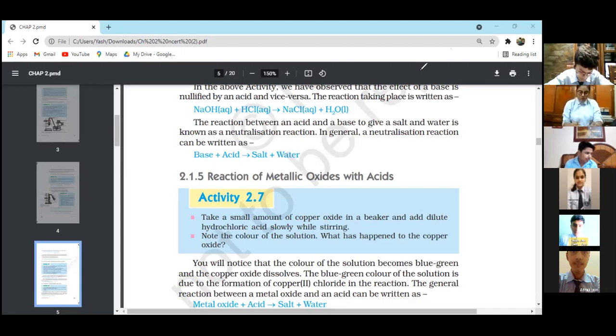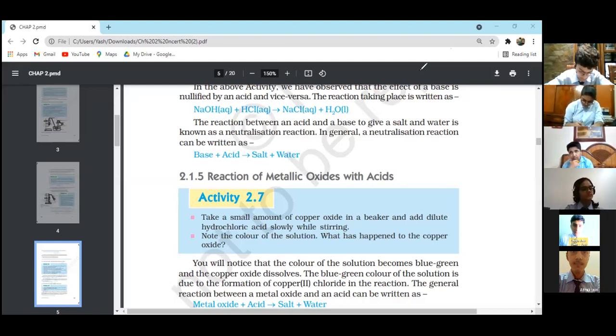Got it? The group who has got this topic, they are understanding the concept, right? So we will discuss in the next topic that salt may be acidic also, salt may be basic also. Clear? Right. Now next is reaction of metallic oxides with acids. When metallic oxide reacts with acids, children, this will also form salt and water. As you can see in the NCERT, you can write the summary here also.